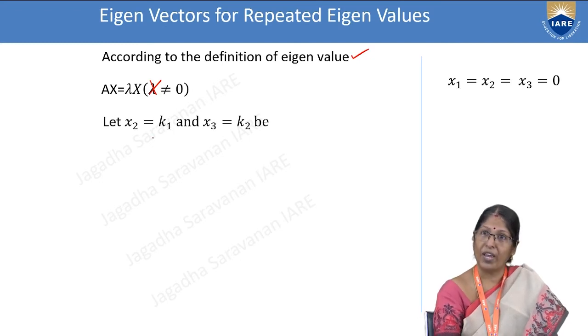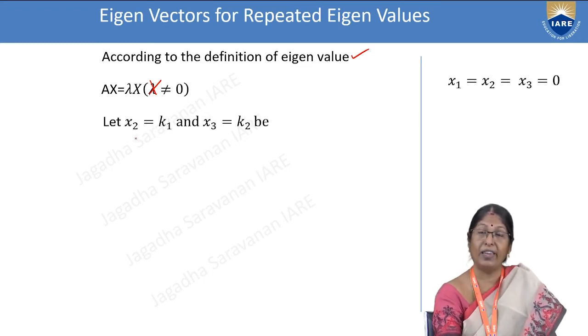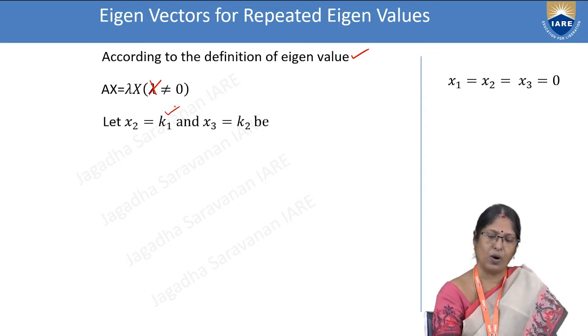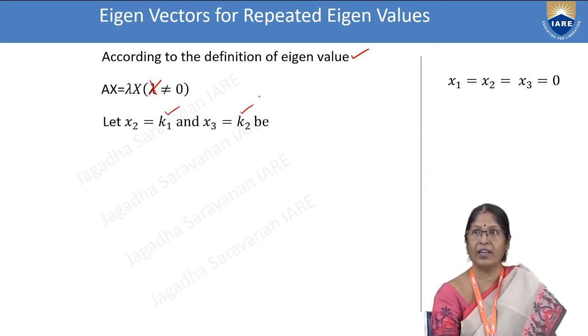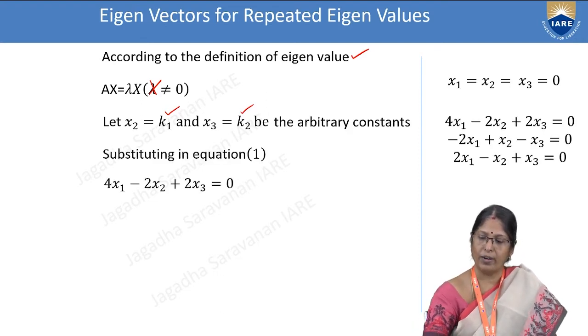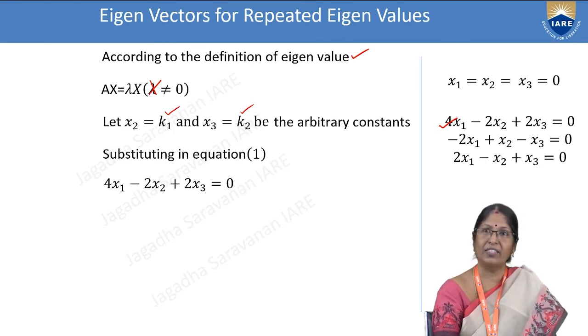Now we have to declare the arbitrary constants. So x2, it is repeated. The eigenvalues are repeated, so we are going to declare two arbitrary constants. That is, x2 we are going to declare as k1, x3 we are going to declare as k2. Substituting in equation 1, that is, in this equation we are going to substitute the values, x2 as k1, x3 as k2.